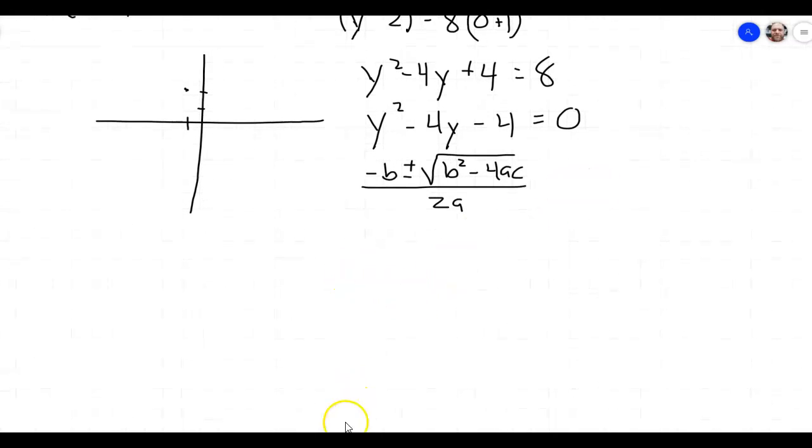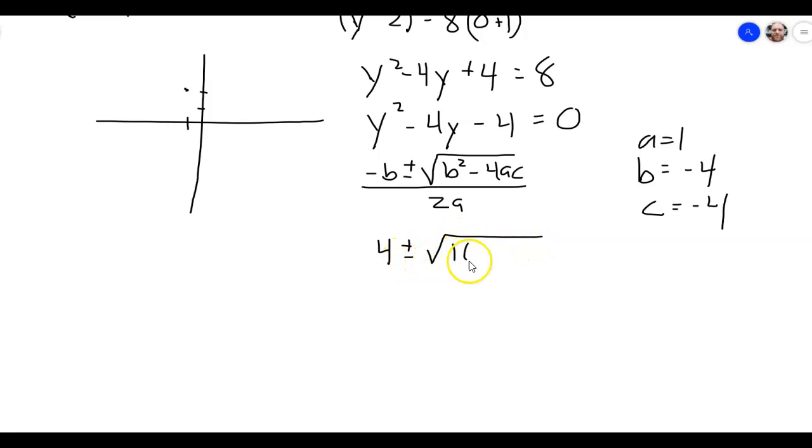All right, and I'm going to go ahead and write down my a, b, and c over here. So a is equal to 1, b is equal to -4, and c is also equal to -4. So this is going to be the negative of -4, so that's going to be +4 plus or minus the square root. B squared is 16 minus 4 times a times c. a times c is -4, so 4 times -4 is -16, and subtracting that gives +16. And all over 2 times a, which is just 2.